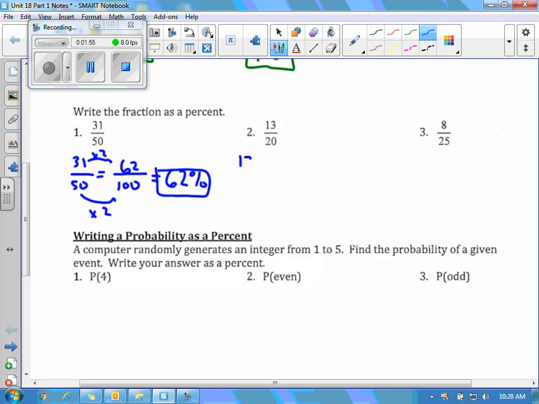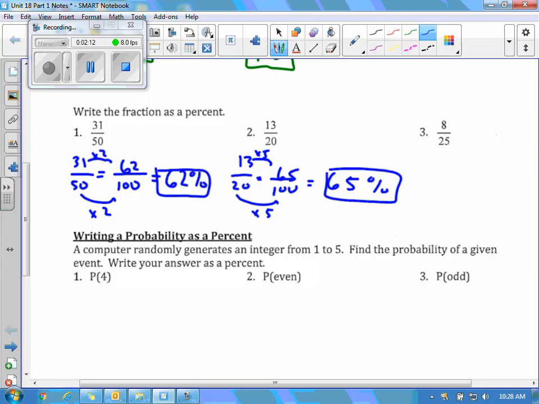The second one, I have 13 over 20. I know that I need to turn that into something over 100. I can say 20 times 5 is 100. So I can do 13 times 5, which is 65. So I have 65 over 100, which is 65%. I'll also leave number 3 for you on this one.